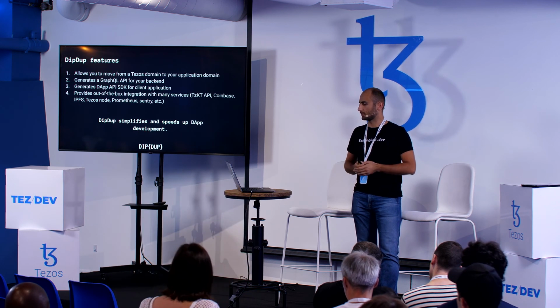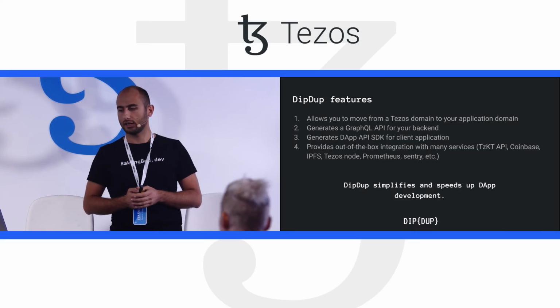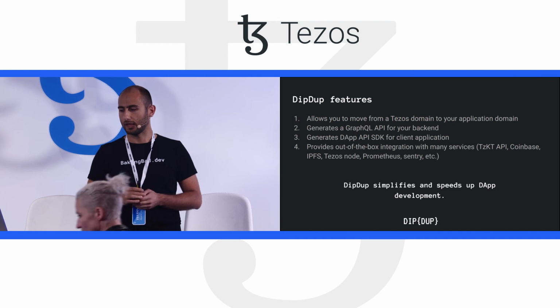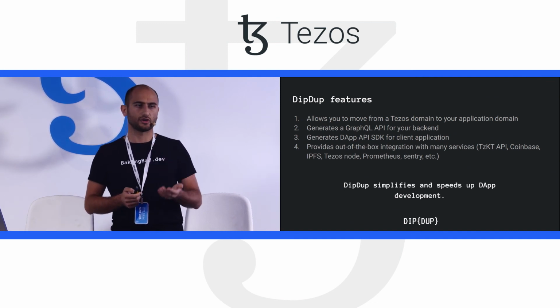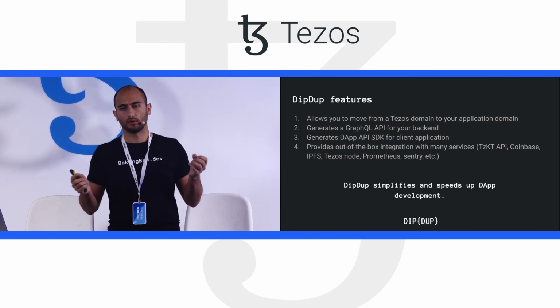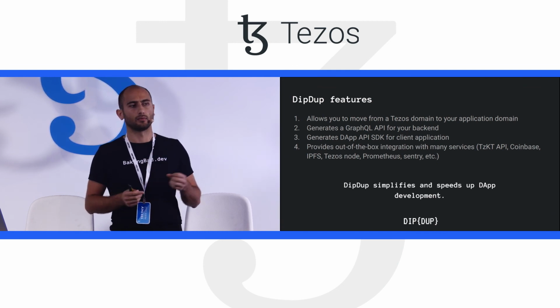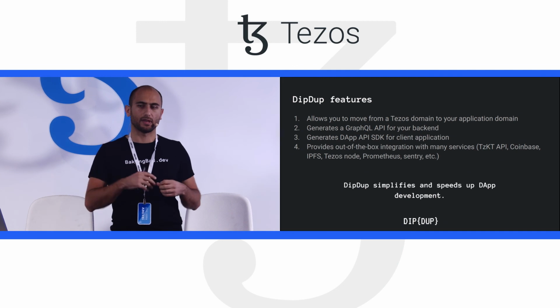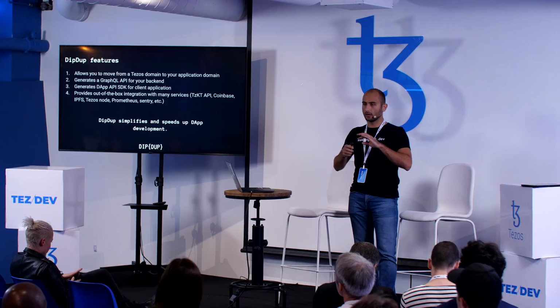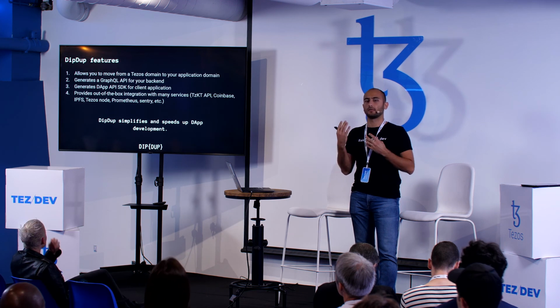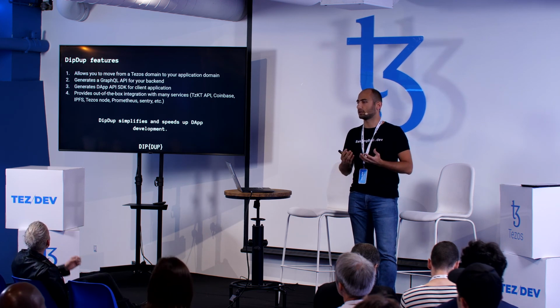Also, it generates a GraphQL API for your backend. So it also saves time for you, and you get the SDK to interact with the API, and you have a lot of integrations out of the box. You can get data from Coinbase, from IPFS, match it all together, and have one API for your application that has all this data.